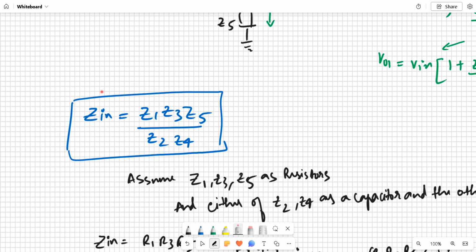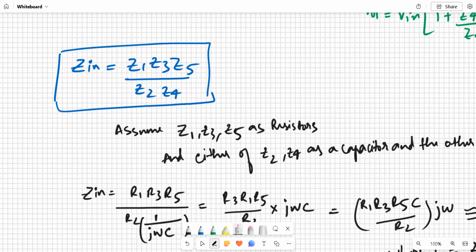Now, as mentioned before, let's perform some basic analysis. Let's assume Z1, Z3, Z5 are resistors, and any one of Z2 or Z4 is a capacitor, and the other one is a resistor itself. Now I am assuming Z4 as a capacitor of value C, and the impedance of a capacitance is given by 1 by j omega C. Because the others are resistors, I can simply write them as some resistances.